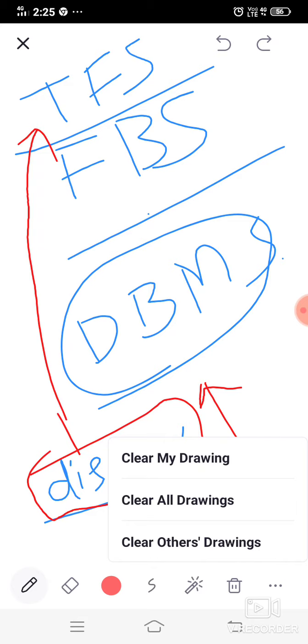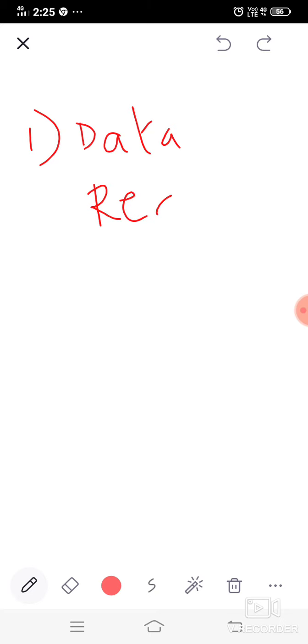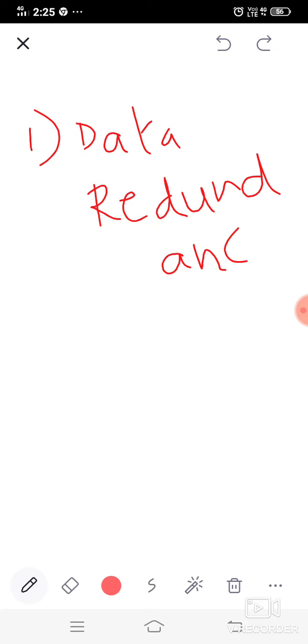Let us go through some of the properties. The first one is data redundancy. What is the first disadvantage in the file based system? Data redundancy. You have to know the meaning of redundancy. Redundancy is nothing but the repetition of the data.